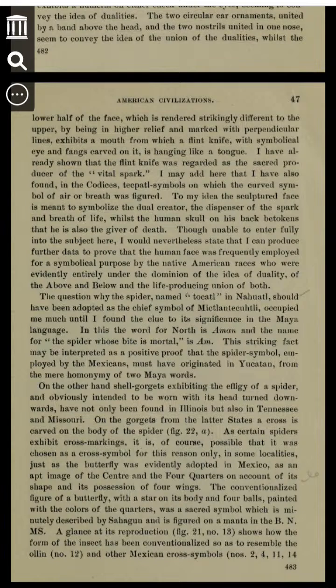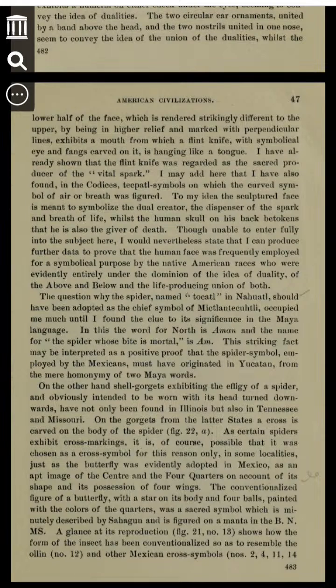The question why the spider named Takat should have been adopted as the chief symbol of Michelin Tekutili occupied me much until I found the clue to its significance in the Mayan language. And this word for north is Aman, and the name for the spider whose bite is mortal is the same, right? The striking fact may be interpreted.